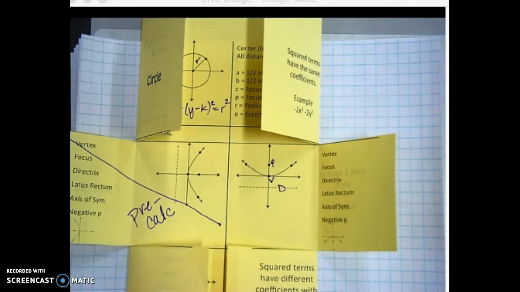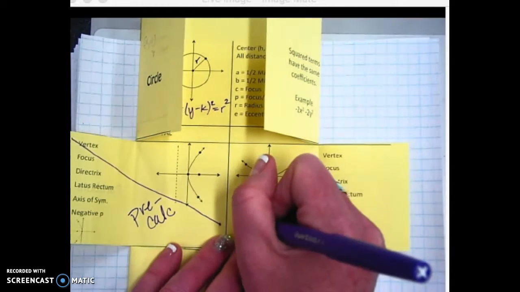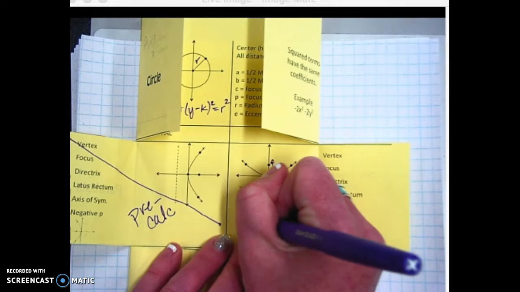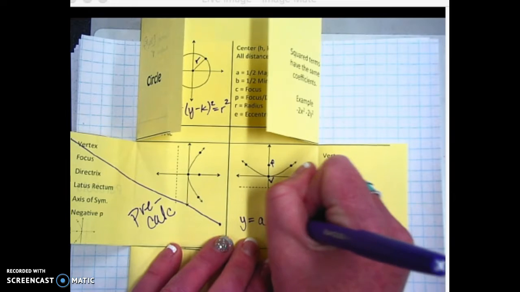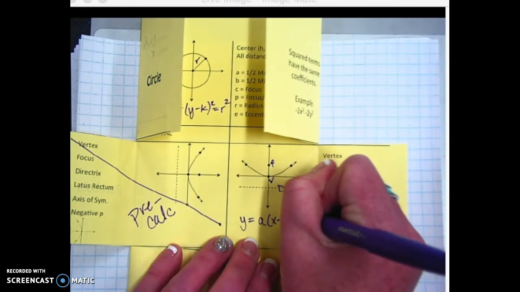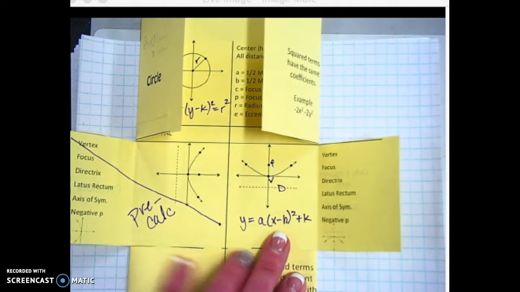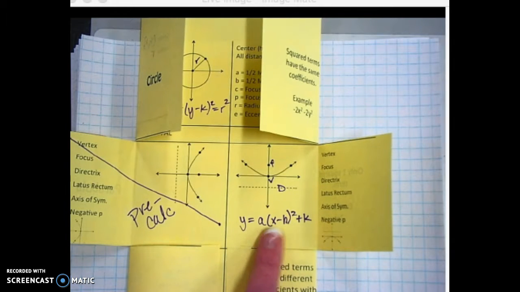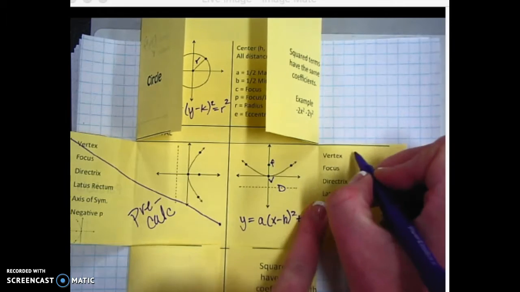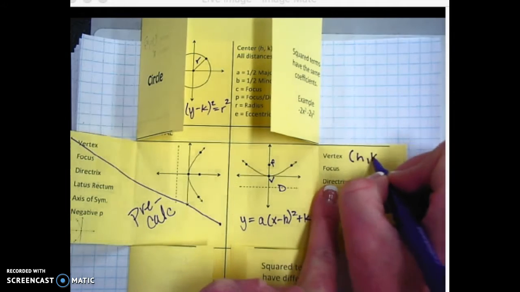Okay? So in your equation, you should have y equals a times x minus h squared, plus k. That's what we call the vertex form, but remember we also saw it in standard form and another form where we changed it to vertex form. So ideally, this is the form you want it in to get your vertex, which will be at hk.